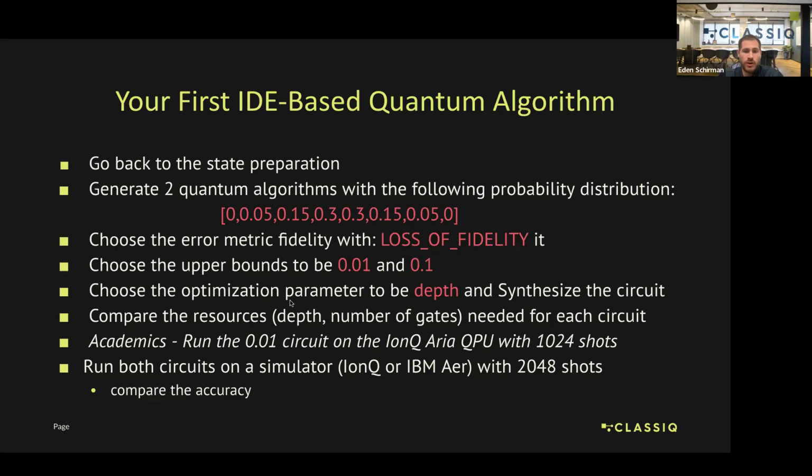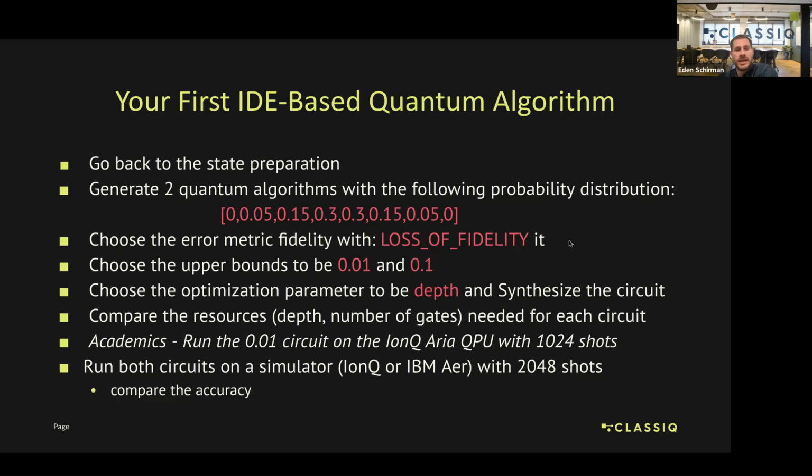For academic people, you can also run it on the IonQ Ariel QPU, which is basically one of the, I think, top 3 quantum processors that we have in terms of accuracy or quantum volume or algorithmic qubit out there. So it's really nice that we have the ability to access it. So you can run it with 1024 shots and receive the results when they are back and see how it is going. And in addition to that, I want everyone to run on a simulator, either IonQ or the Aria simulator, and compare the accuracy.